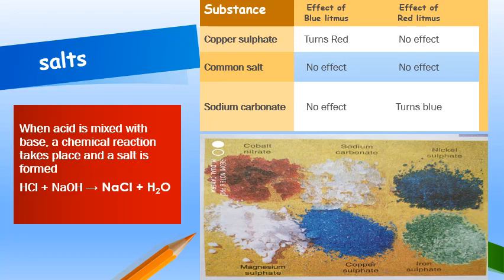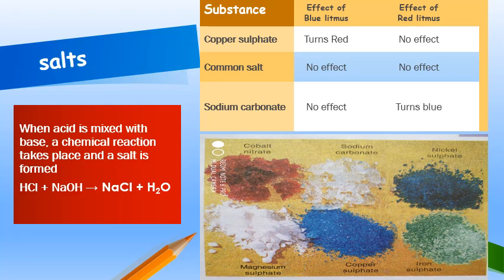Actually neutral means no effect, isn't it? But this salt solution affects the blue litmus paper and turns it red. That means this is slightly acidic, isn't it? The acid turns blue litmus to red. So copper sulfate is slightly acidic.